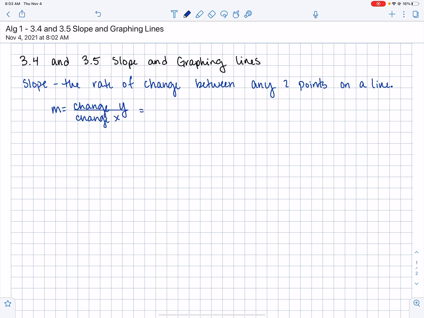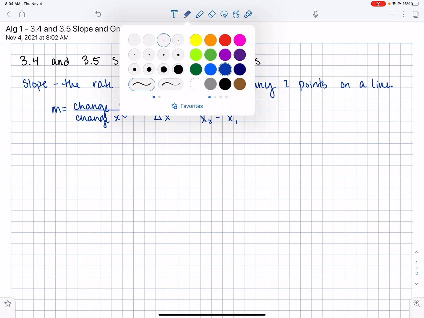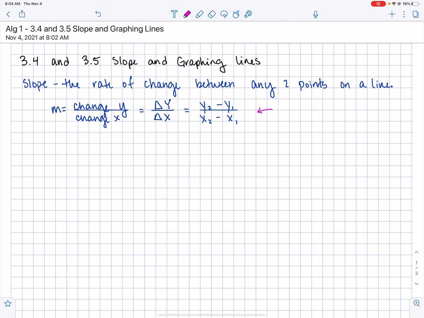If we want to do that with math terms, we would say delta y, and delta means change in mathematics, over delta x. Now the formula that we're going to use today is y2 minus y1 over x2 minus x1. This is what we call our slope formula. It's how we can calculate slope from 2 points, and that's what we're going to use today.